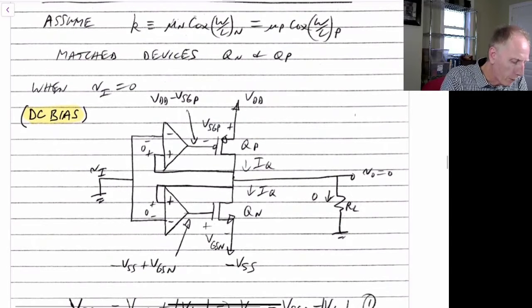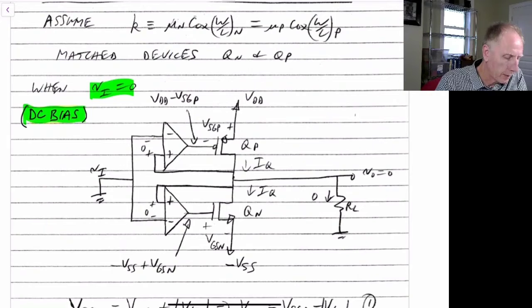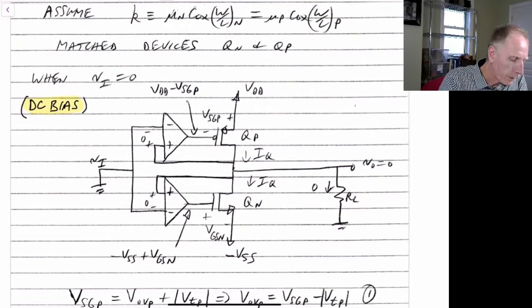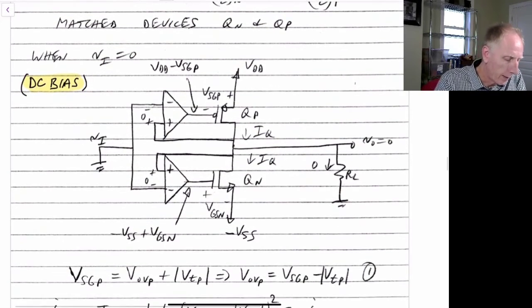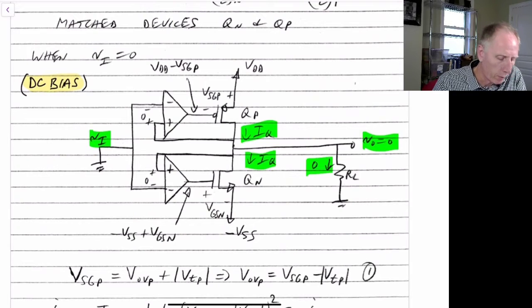So when our input voltage is equal to 0, let's look at the DC bias to start with. So we want to look at our DC bias case, and then we'll start to look at the large signal behavior. For the DC bias case, we set our input equal to 0, so Vi equals 0. Our output will also equal 0, so there's no current flowing down through here. We have our quiescent current that we've designed properly flowing down through the QP, and it equals the quiescent current flowing down through Qn.